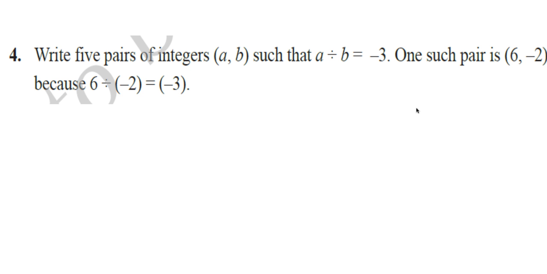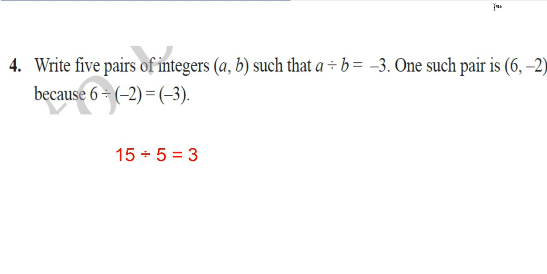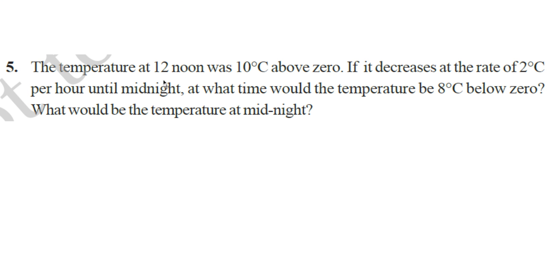Now take the number such that a number divided by another number, you get the answer 3. For example, 15 divided by 5, you are getting 3. Now to get negative 3, any one of these numbers you put negative. That is 15 divided by negative 5, you are getting negative 3 because of different signs. Otherwise, negative 15 divided by 5 also you are getting negative 3. Similarly, you find out 5 pairs of integers.